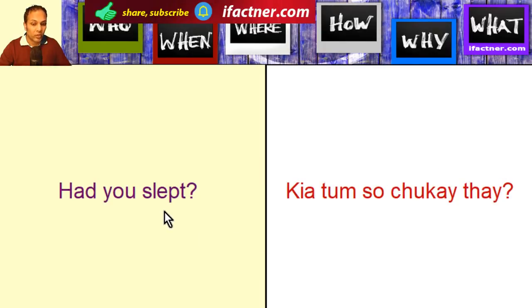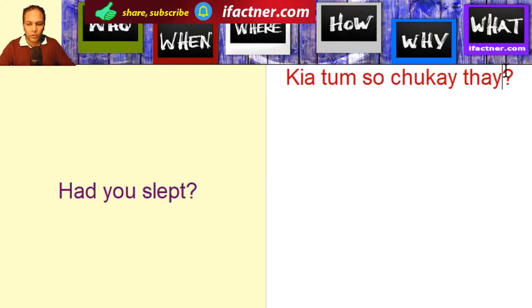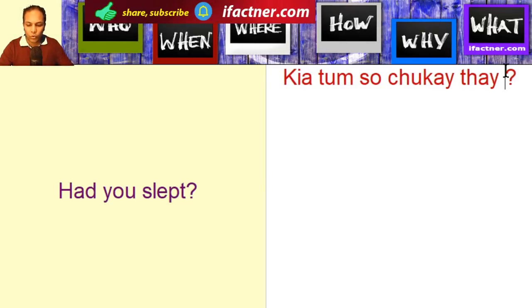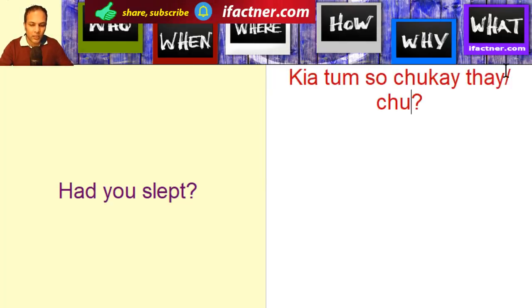Had you slept? क्या तुम सो चुके थे? क्या and थे means had, तुम, you, सोना is to sleep, सो चुके, slept. क्या तुम सो चुके थे is a male version. And क्या तुम सो चुकी थी is a female version. क्या तुम सो चुकी थी?